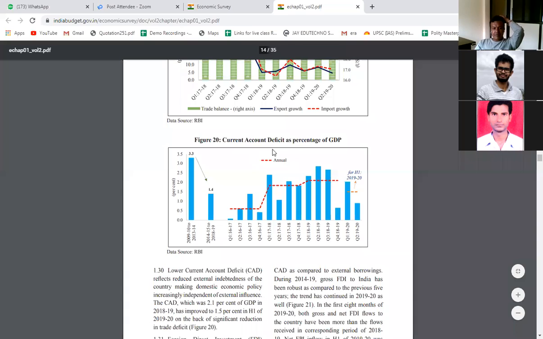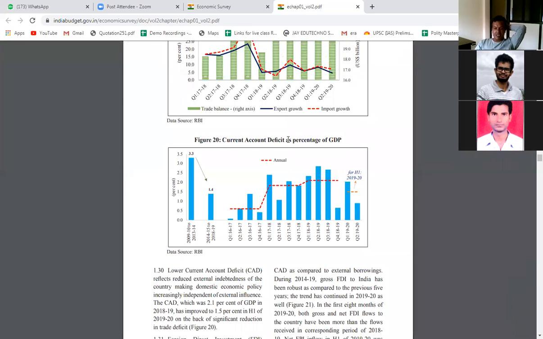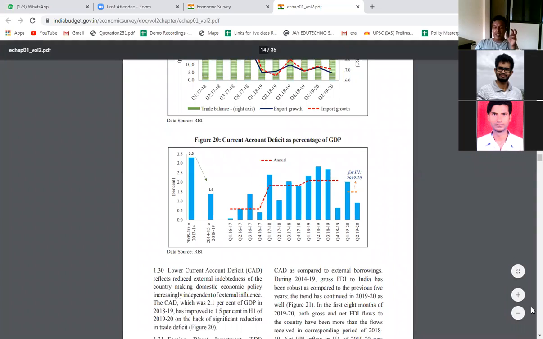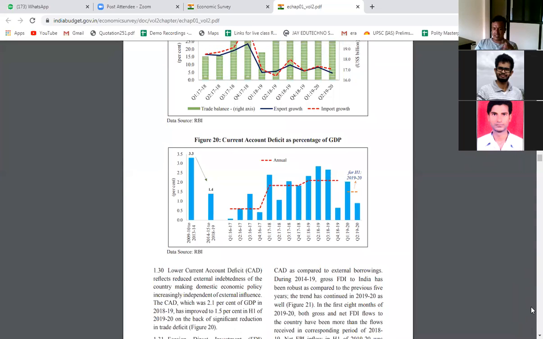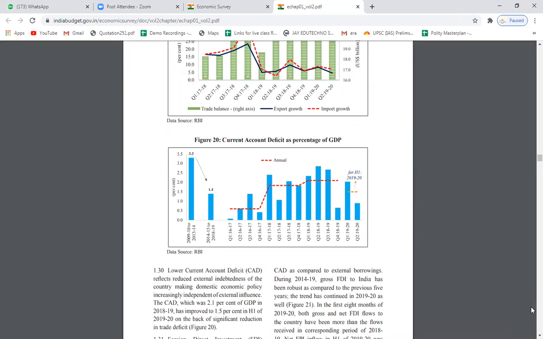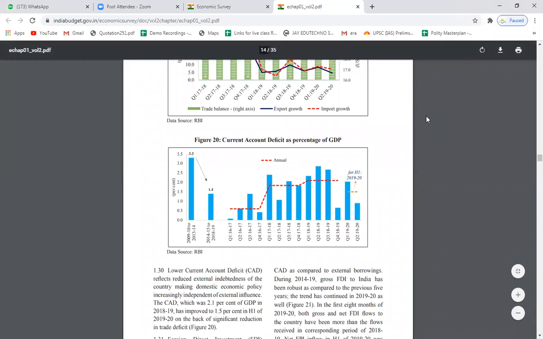Fine. So current account deficit as a percentage of GDP. This is about the current account deficit. Here you can see it is the current account deficit, and there is a fiscal deficit. If there is a deficit in both the fiscal account as well as the current account, that is called the twin deficit. Got it? So that is one term.